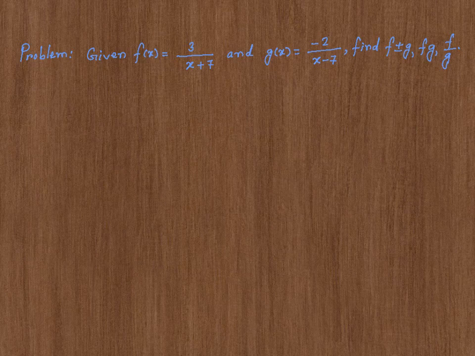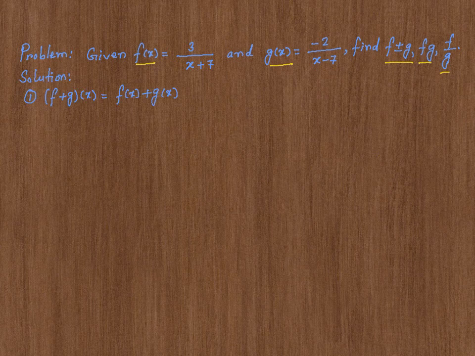In this video, I am going to define some operations on functions. I have two functions, f of x is equal to 3 over x plus 7 and g of x is equal to negative 2 over x minus 7, and I need to find f plus g, f minus g, that means sum and difference, and then product f times g, and then f over g, or the quotient f divided by g. I'm going to do this one by one.